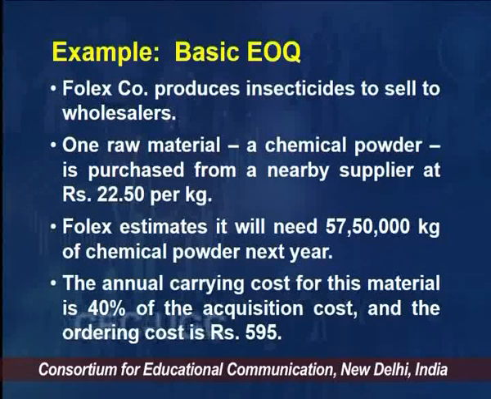Here in this numerical problem, all the figures are given. You just have to remember the formula for EOQ and put the values in, and you will be calculating the basic EOQ. The question asks: number one, what is the most economic order quantity? Number two, how many orders will be placed per year? And number three, how much time will elapse between the orders?